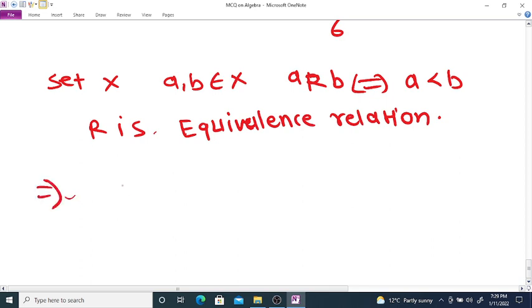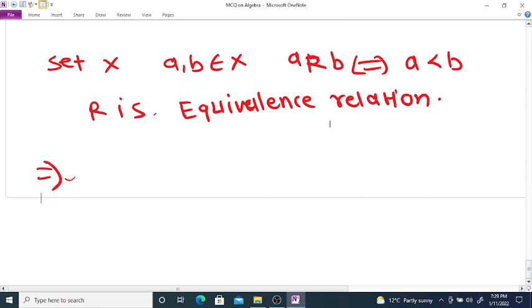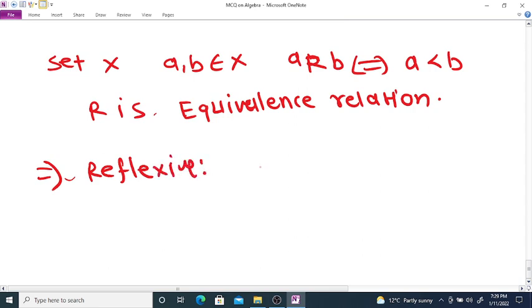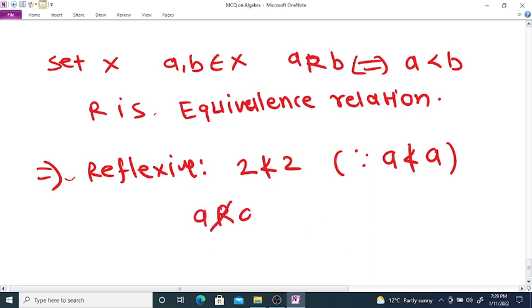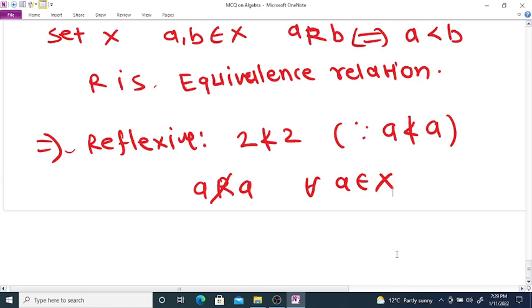Now first we are going to check whether the given relation is reflexive. 2 is not less than 2, or in other words, a is not less than a. This is not true, that is, a is less than or equal to a, so a is not related to a for every a in set X, and therefore the given relation is not reflexive.